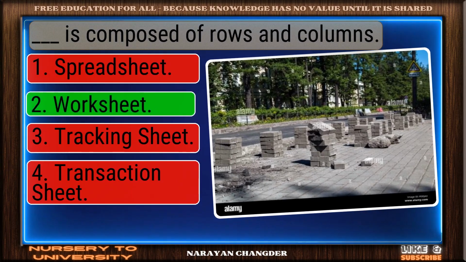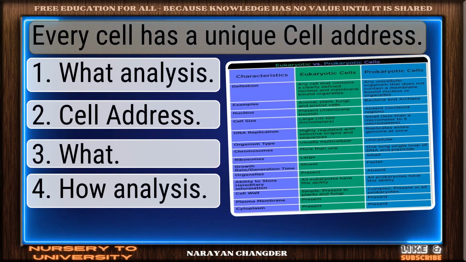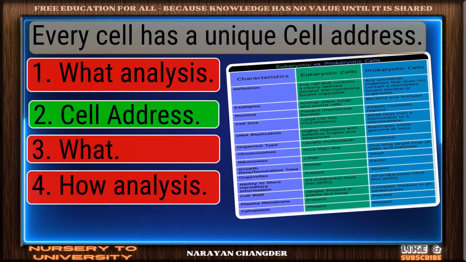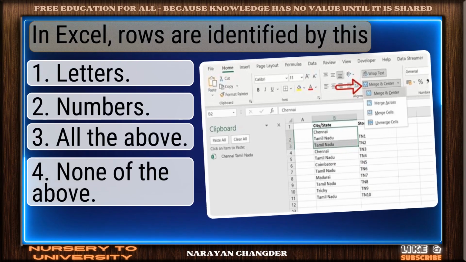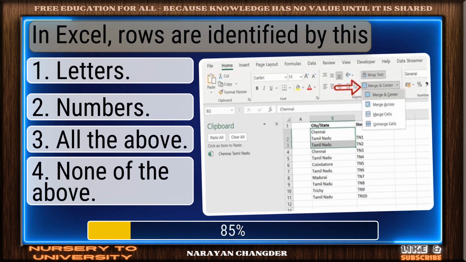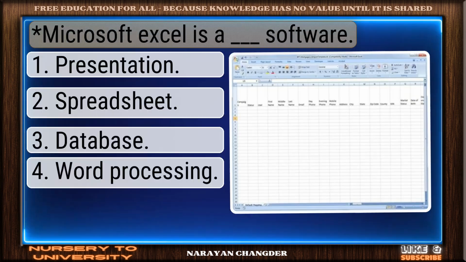Good job. Your answer worksheet works well here. Every cell has a unique cell address. Great thinking. Cell address is the right choice. In Excel, rows are identified by this. Excellent choice. Numbers is the right answer.